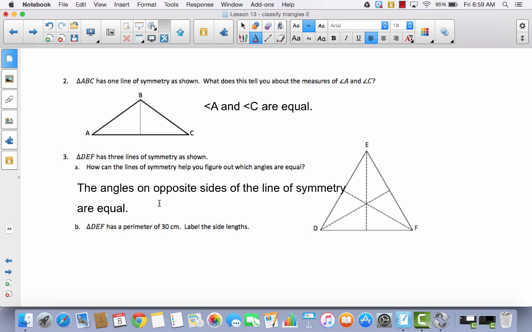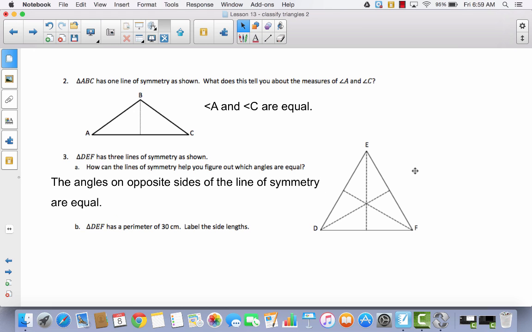Label the side lengths. What do you know about this triangle? It doesn't tell you anything about the side lengths. It has no tick marks. But if this angle is equal to this angle, and this angle is equal to this angle, and this angle is equal to this angle, that tells me that all of these angles are equal.